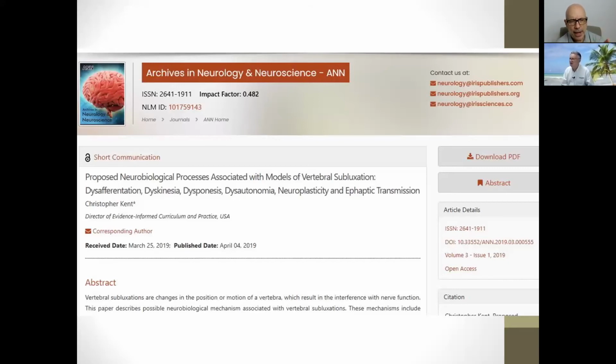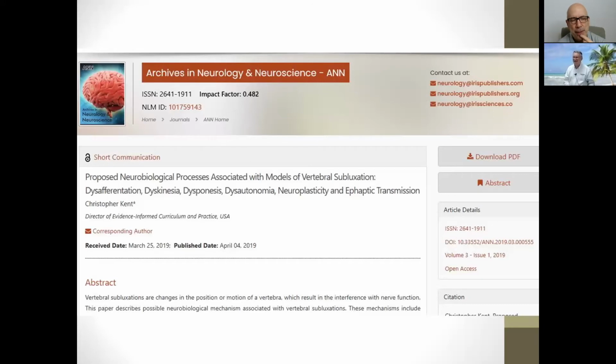So here's a paper, by the way, if you want to read more about that. Absolutely. I had some fun with this because there are some folks in chiropractic who say, well, you can't get published in journals if you talk about vertebral subluxation. I said, well, Archives of Neurology and Neuroscience took this. It's right there in the title. Oh, well, it's not in the highfalutin journals. We like, okay.